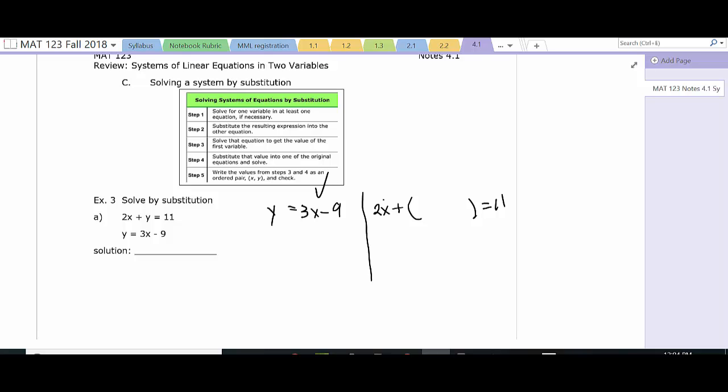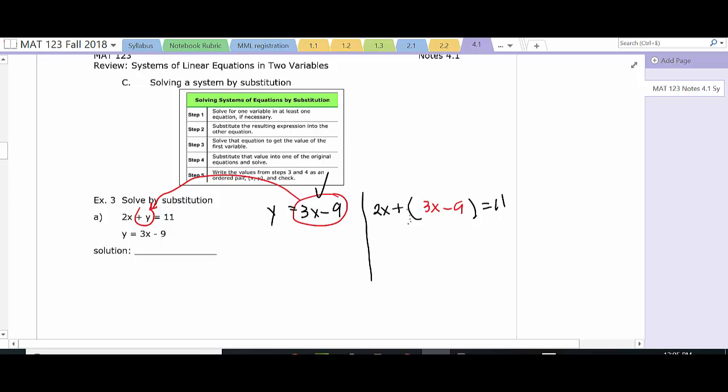See, the original equation is 2x plus y equals 11. You want to go ahead and put 3x minus 9 in there. So you plug it in. That's why we call it the substitution method. Okay, so you're really just taking this and plugging it in there. Does everybody understand what I just did? Okay, that's why we call it substitution.